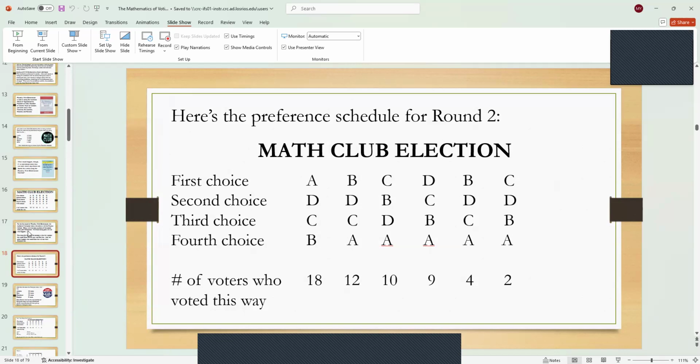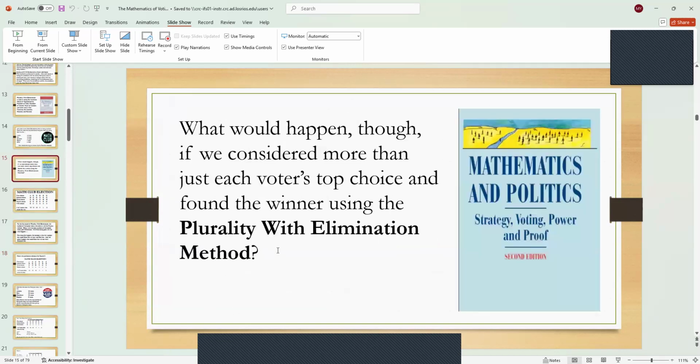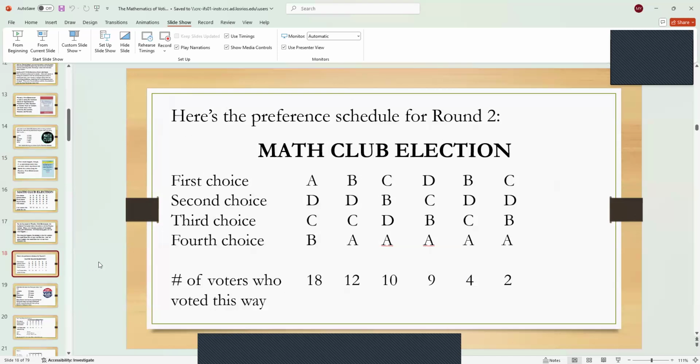And the way the plurality with elimination method goes is just keep doing that. Now get rid of the next person. So look at your new preference schedule and say who has the least number of first place votes right now. I see Amelia with 18. I see Ben with actually 16. I know you see 12 in one of the columns, but then there's another 4 in another column. So Ben actually has 16 first place votes right now.